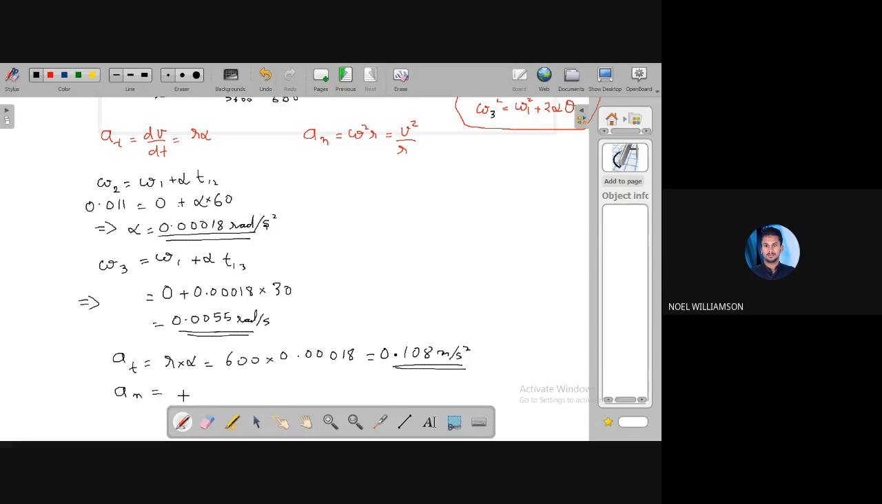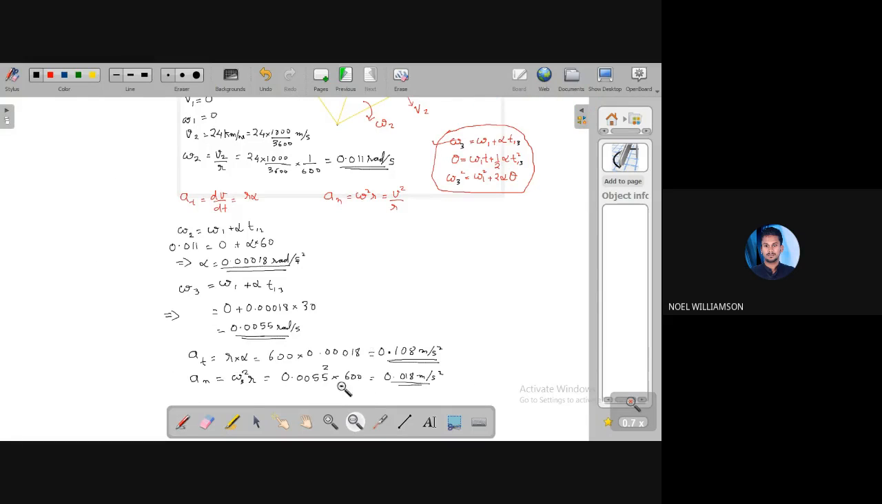Then normal component of acceleration is given by omega square r, or v square by r. But here you are having the values omega 3 square into r. Why are we using omega 3? Because it is asked to find the acceleration components at the point where the time is 30 seconds. So the point at 30 seconds is omega 3. So we are taking omega 3, and the value is 0.0055 square into r, which is 600, and you will get the value 0.018 meter per second square. So these are the final values. Okay. So just note down the values.